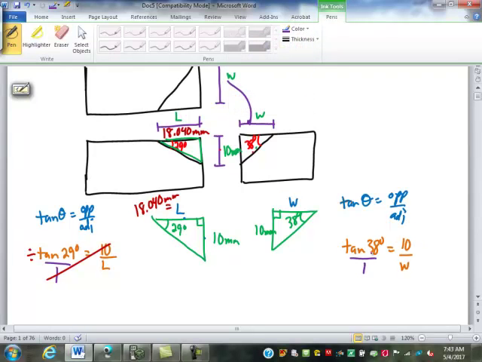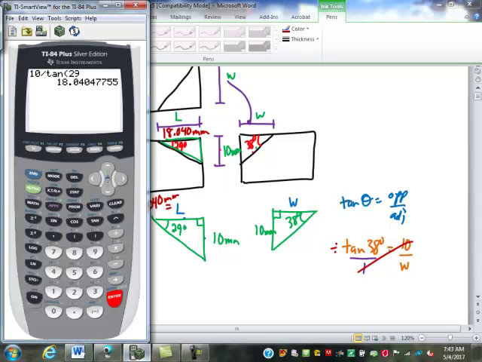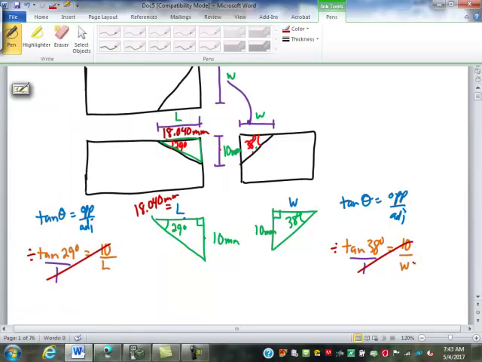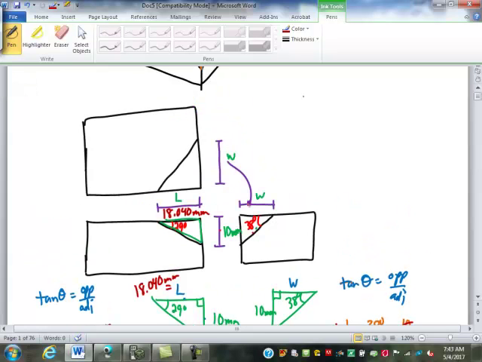So again, I'm looking for a missing side, so I put that over 1 to make it a proportion, and I'm going to cross multiply. 1 times 10 divided by the tangent of 38 this time. So 1 times 10 is 10 divided by the tangent of 38. 12.799. So this is 12.799 millimeters.